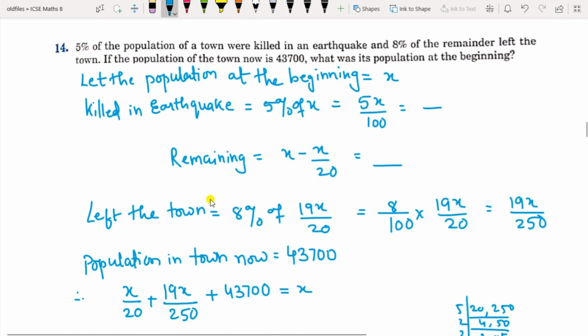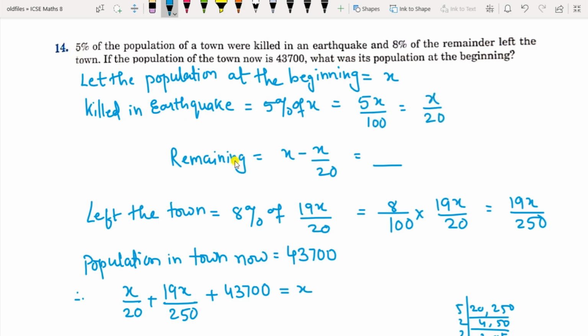The fourteenth question is, 5% of the population of a town were killed in an earthquake. 8% of the remainder left the town. If the town population now is 43,700, what is the population at the beginning? Let the population at the beginning be x. Persons killed in the earthquake is 5% of x. So that becomes 5x upon 100. It is x by 20 if you do the cancellation.